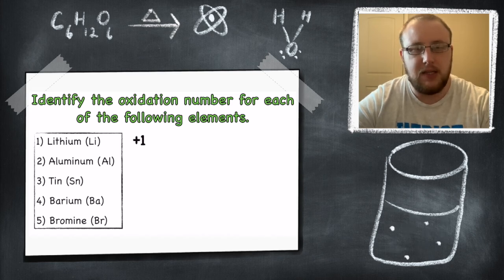Boron has a +3 oxidation number. So that means anything underneath it is going to have a +3, so aluminum has a +3 oxidation number. It also means that aluminum has 3 valence electrons.